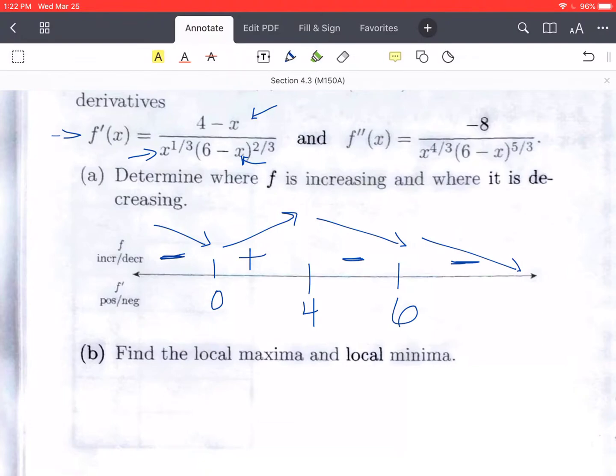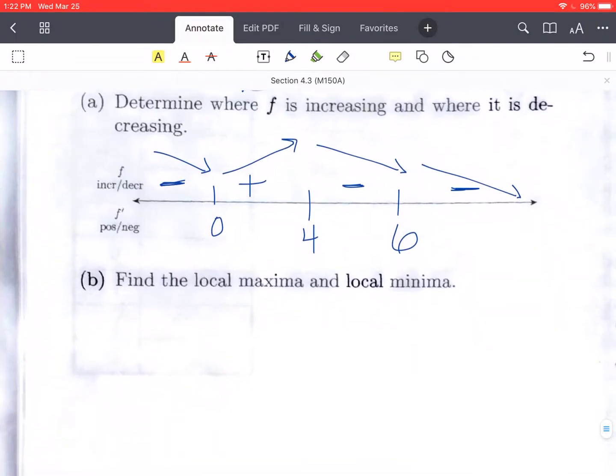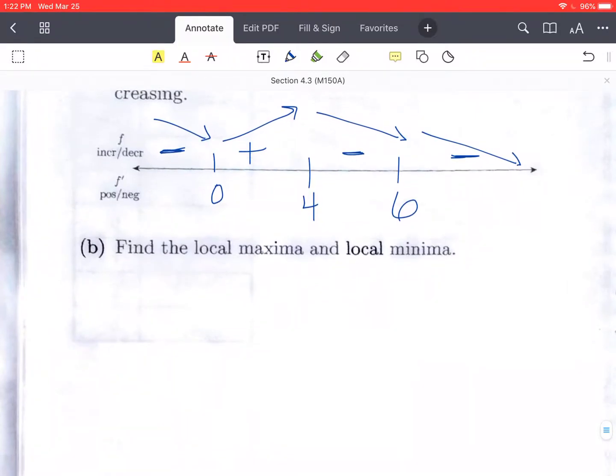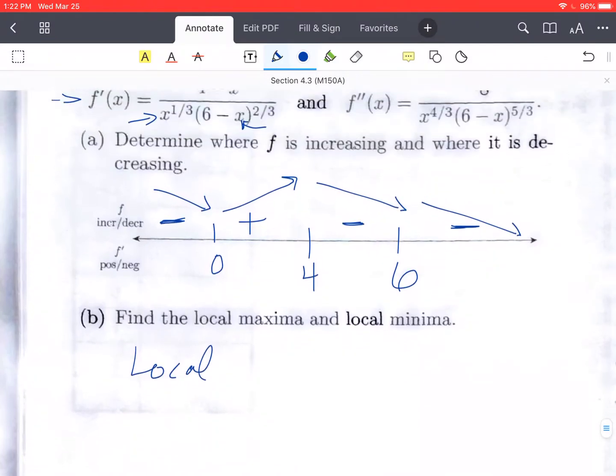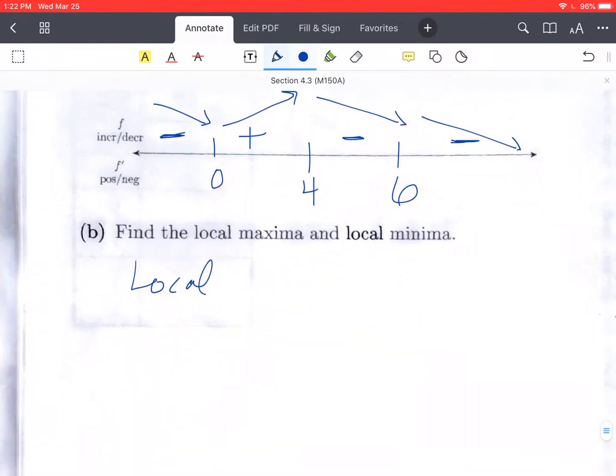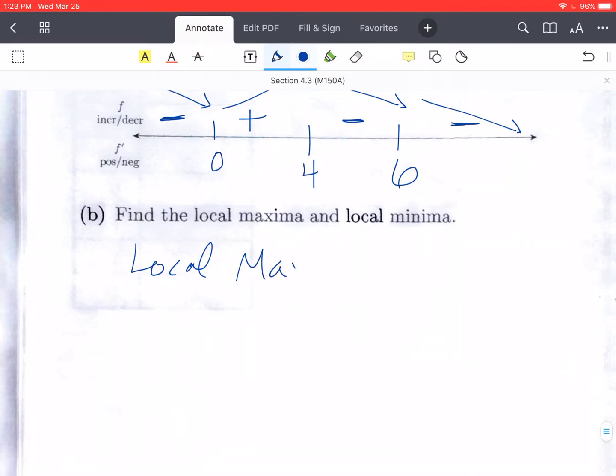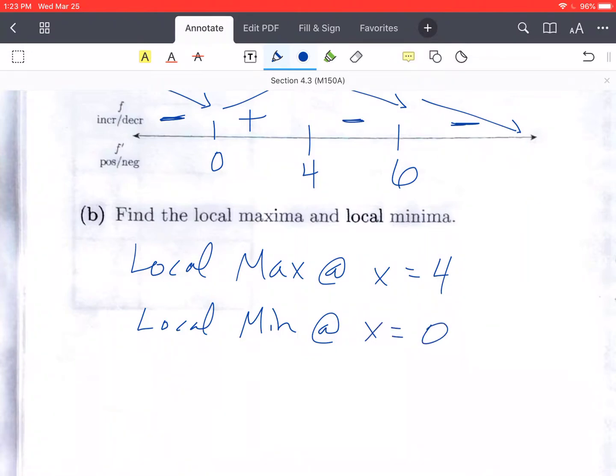So in determining local maxes and mins, based on this information, we have a local max at x equals 4 and a local min at x equals 0. And I would be using that first derivative test.